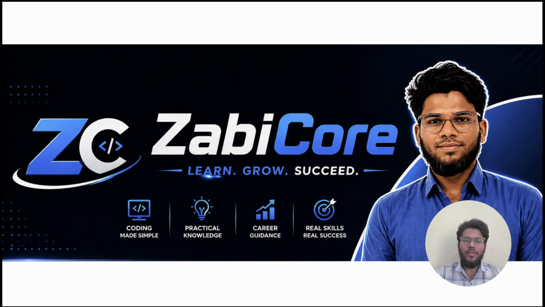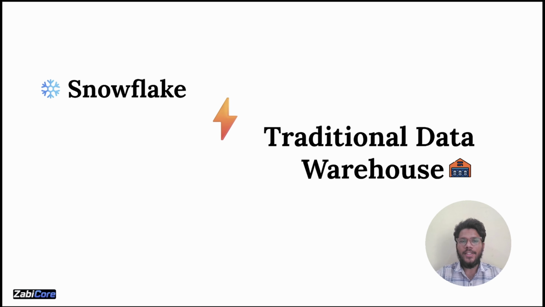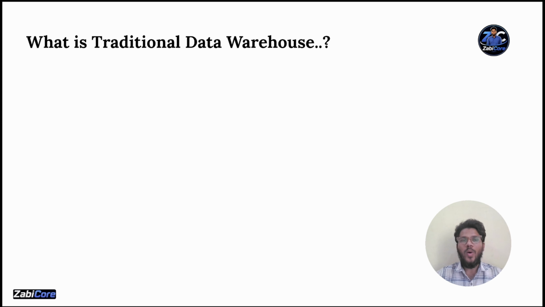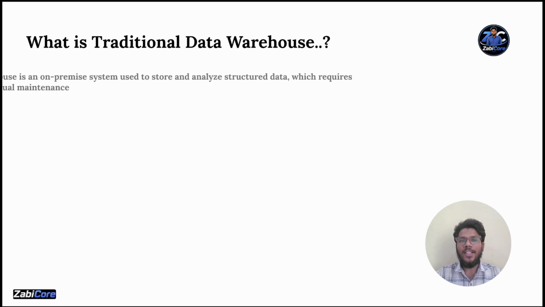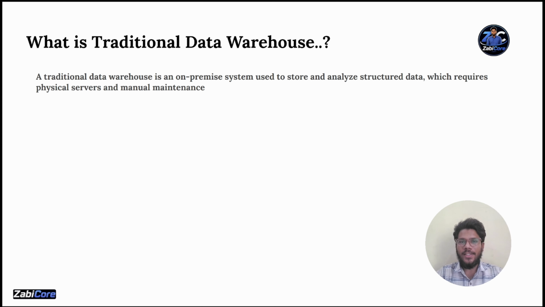In this video, we'll discuss Snowflake versus traditional data warehouses. I'll also show you practically why we have to use Snowflake and when we can use the traditional data warehouses. So what is a traditional data warehouse? In simple terms, a traditional data warehouse is an on-premises system where we can store structured data, and it requires physical servers and manual maintenance.